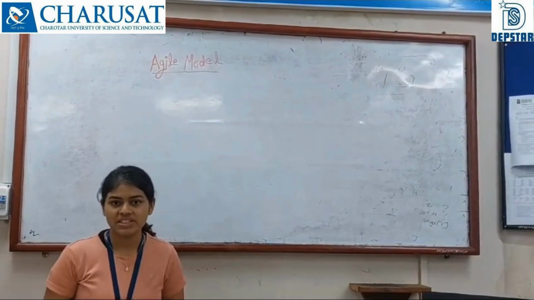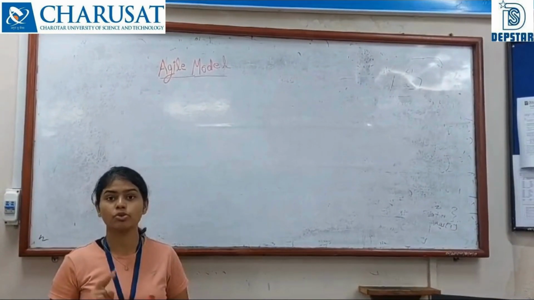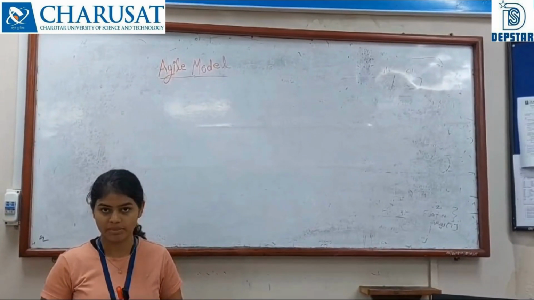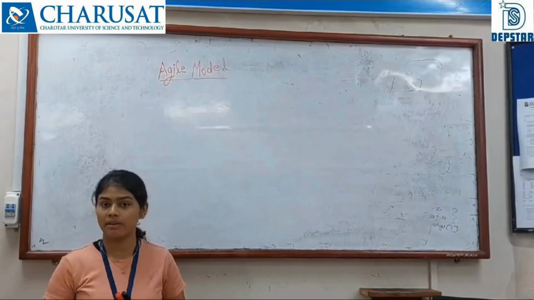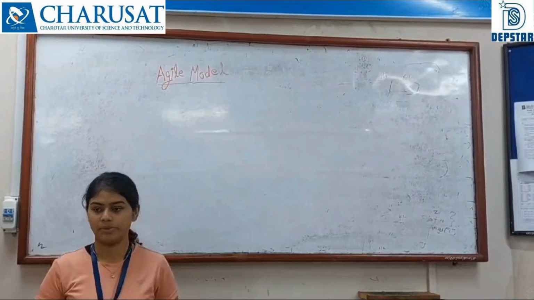My name is Manasvi Vaishani and my ID is 22DCE, and I am going to explain you about two process models. First is Agile process model and second is DevOps process model. So first let's start with Agile process model.